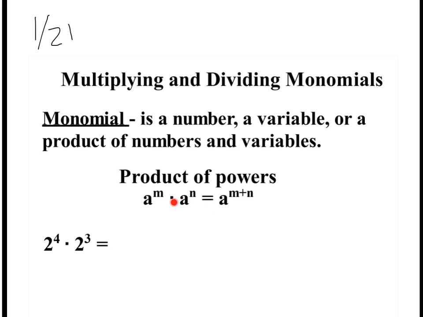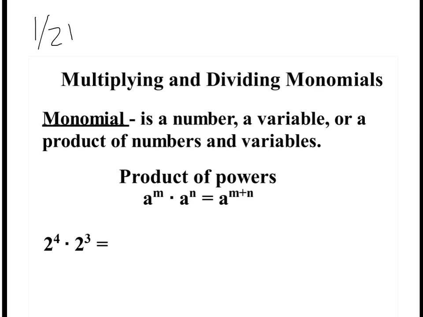This is the rule when you're doing a product of powers, meaning you're multiplying the same bases that have different exponents. What we do is we don't change the base. A has not changed. What we do is we add the exponents. So when you multiply bases, you add exponents.